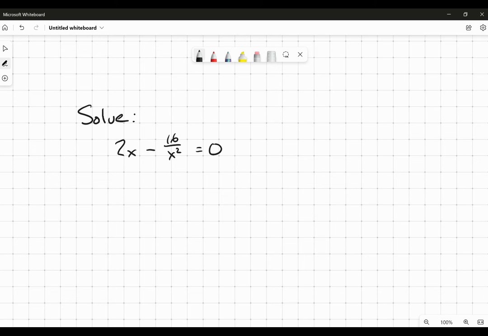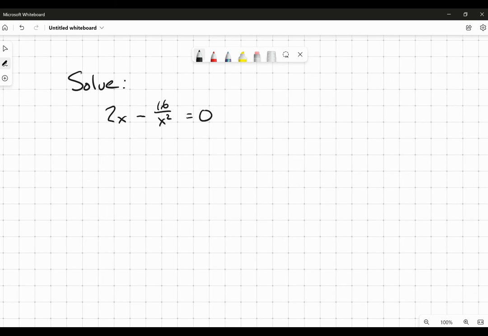Right, hi everybody. So we're going to take a couple moments here. We're going to solve this rational equation, 2x minus 16 over x squared is equal to 0. The first thing I want to point out here is, again, there is a possibility for a value to be undefined, or an answer here to be undefined. So I just want to take a quick look and point that out.